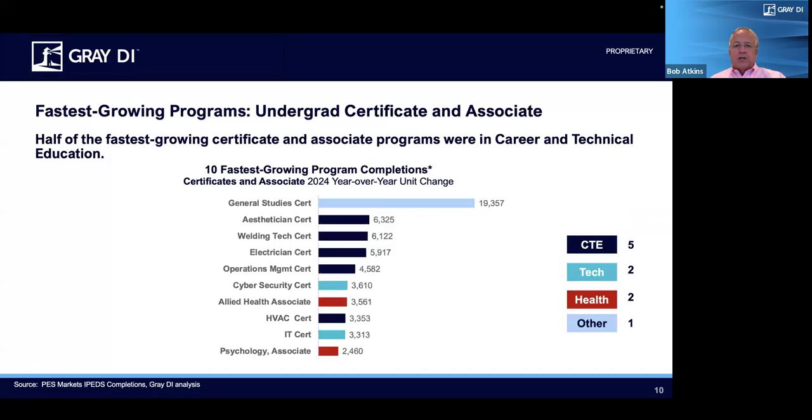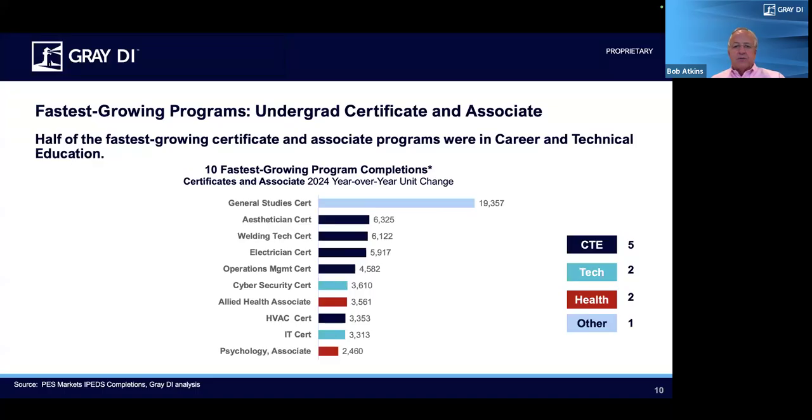We look at the fastest growing programs at the certificate and associate level. This is the less than bachelor's degree certificates. And we've got general studies leading the pack. So almost 20,000 incremental students there.